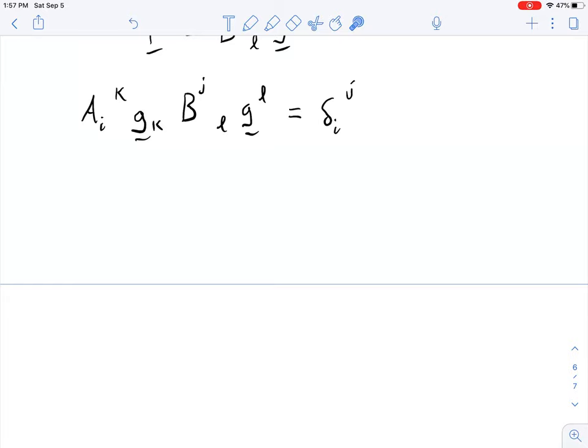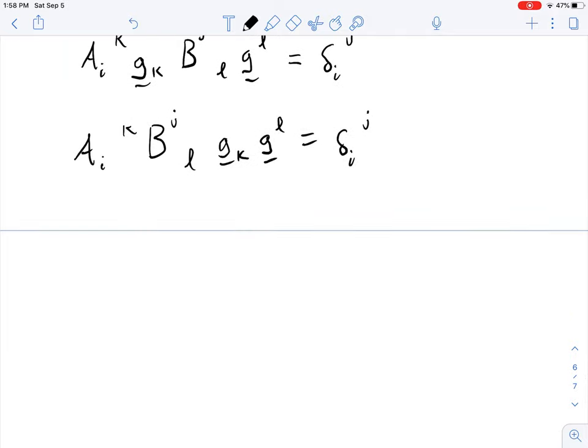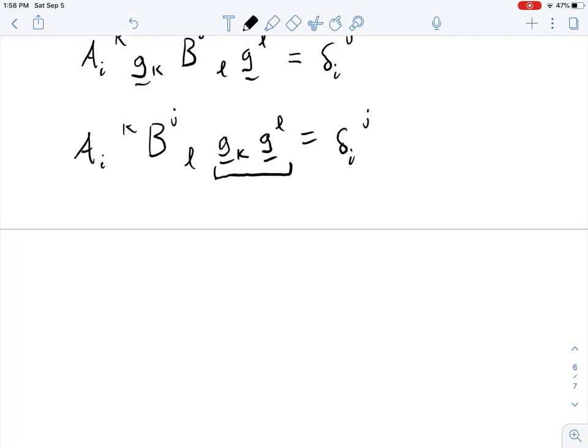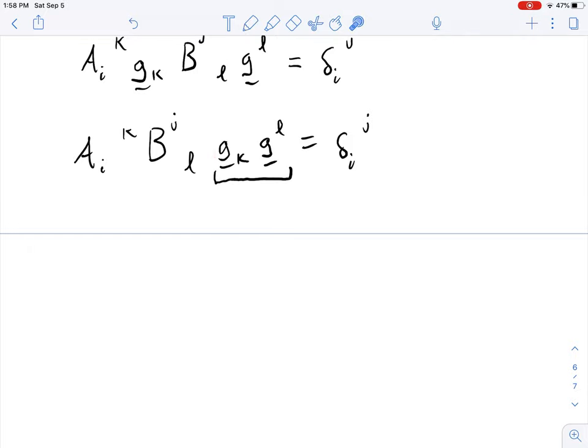All right, so we got that. And we can rewrite it as A_ik B_jl G_k G^l is equal to delta_ij. Well, this here, because it is the basis acting on the dual basis, or the dual basis acting on the basis, there's a symmetry to that. It doesn't matter, so you can just think of it as a product. It commutes. Then this is delta_kl.